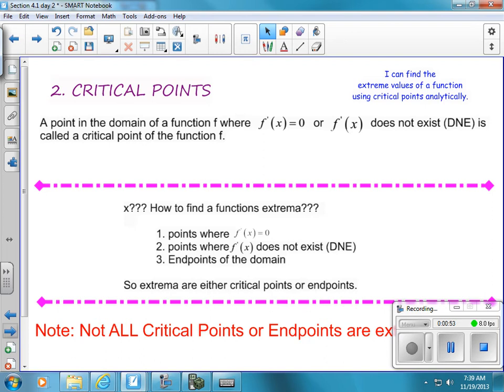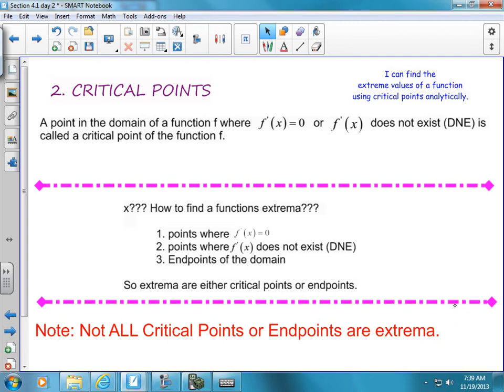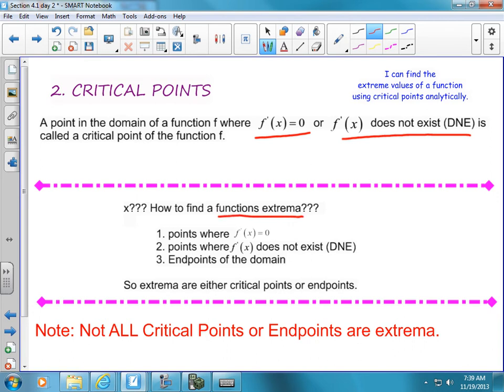So let's take a look then at what critical points mean. These are very important to know, and you're asked to do this a lot in all of calculus. So we've come to a critical section here as well. A point where the derivative is 0 or the derivative doesn't exist is called a critical point. And these are points we check to find a function's extreme values, maxes or mins.